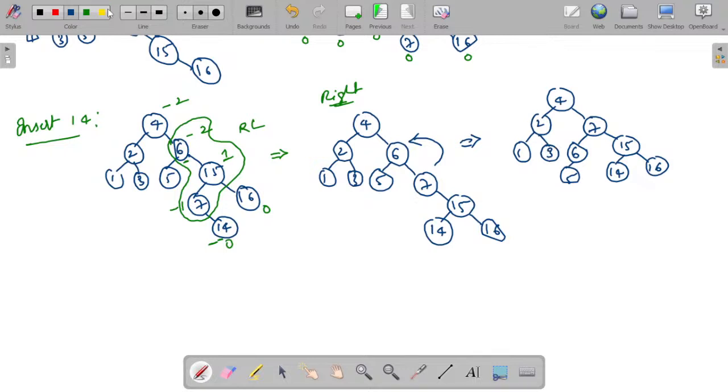Now if you calculate the balance factors, they will be this: 0 for leaf nodes. For 15 it is going to be 0 because 1 minus 1. For 7 it is going to be 2 minus 2. And for 2 it is going to be 1 minus 1. For 4 it is going to be 2 minus 3, since the deepest leaf nodes are 5, 14 and 16 in the right subtree, which is 3 edges. So 2 minus 3 is minus 1. Now the balance factors are within the range, so this tree is a balanced AVL tree. This is how you perform an AVL tree construction for the given list of numbers.